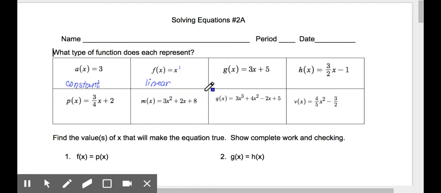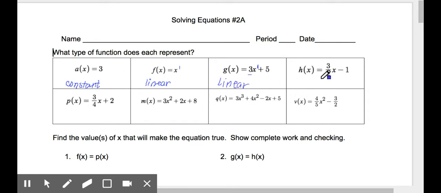G of x is equal to 3x plus 5. So there's a constant term, and there's an x. 3 is called a coefficient. And the highest exponent of x is 1. So therefore, we'll call this a linear function. G of x is a linear function.